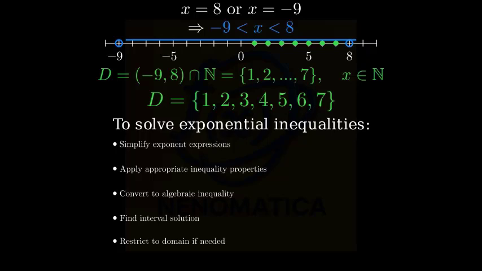To recap, we 1. Simplified the exponent expression. 2. Applied properties of inequalities with bases between 0 and 1. 3. Converted to a quadratic inequality. 4. Found the interval solution. 5. Restricted to natural numbers. The answer is the set of natural numbers from 1 to 7.